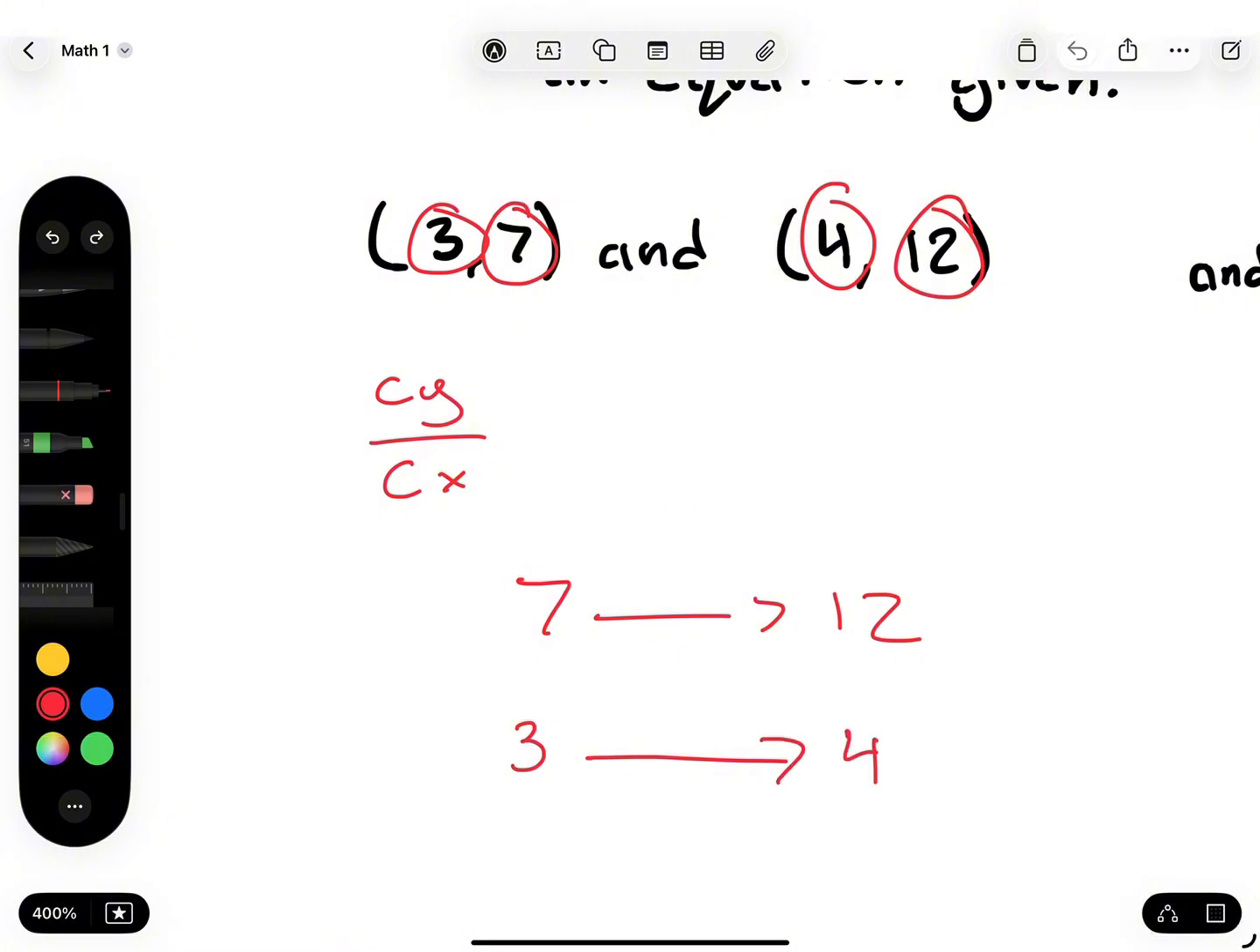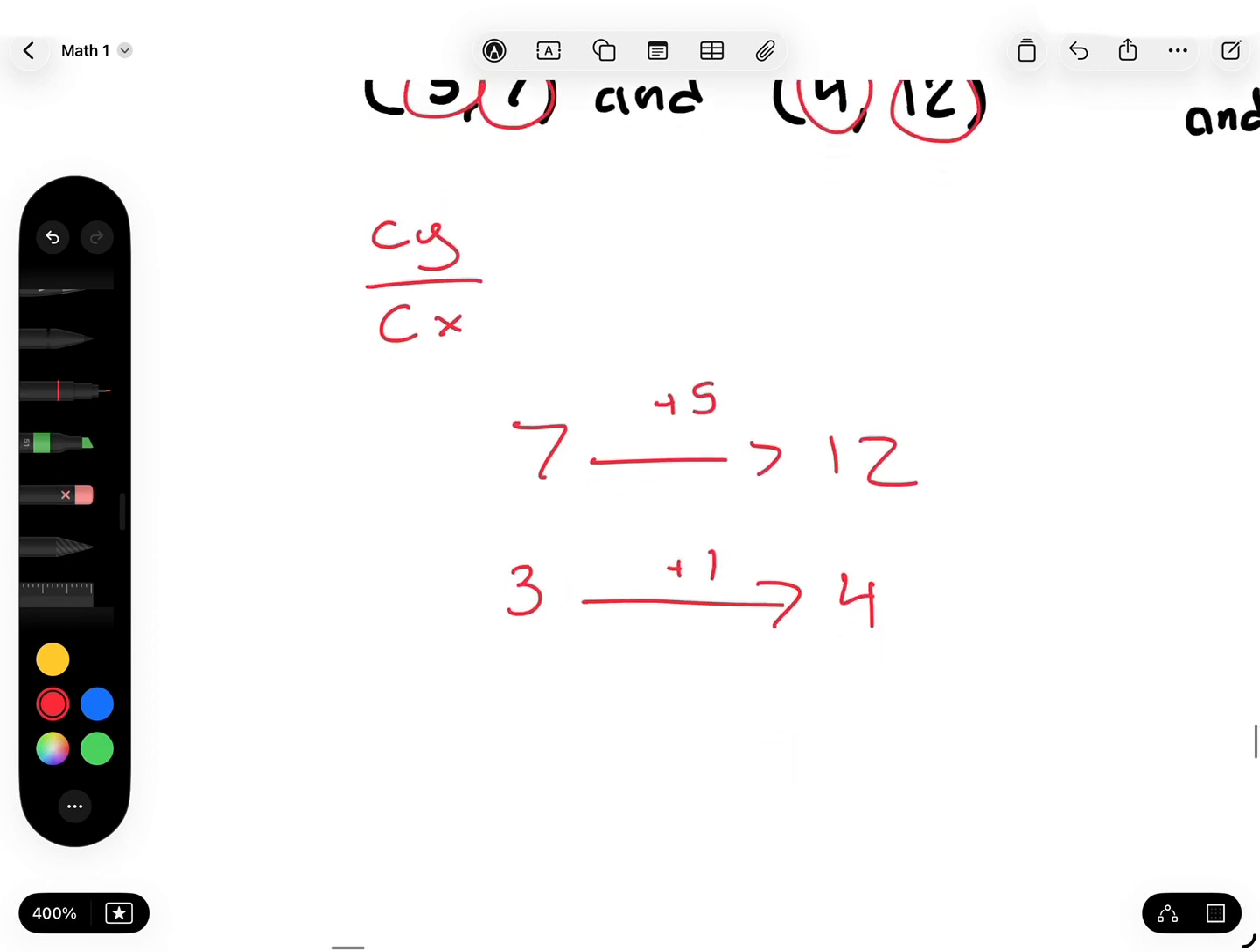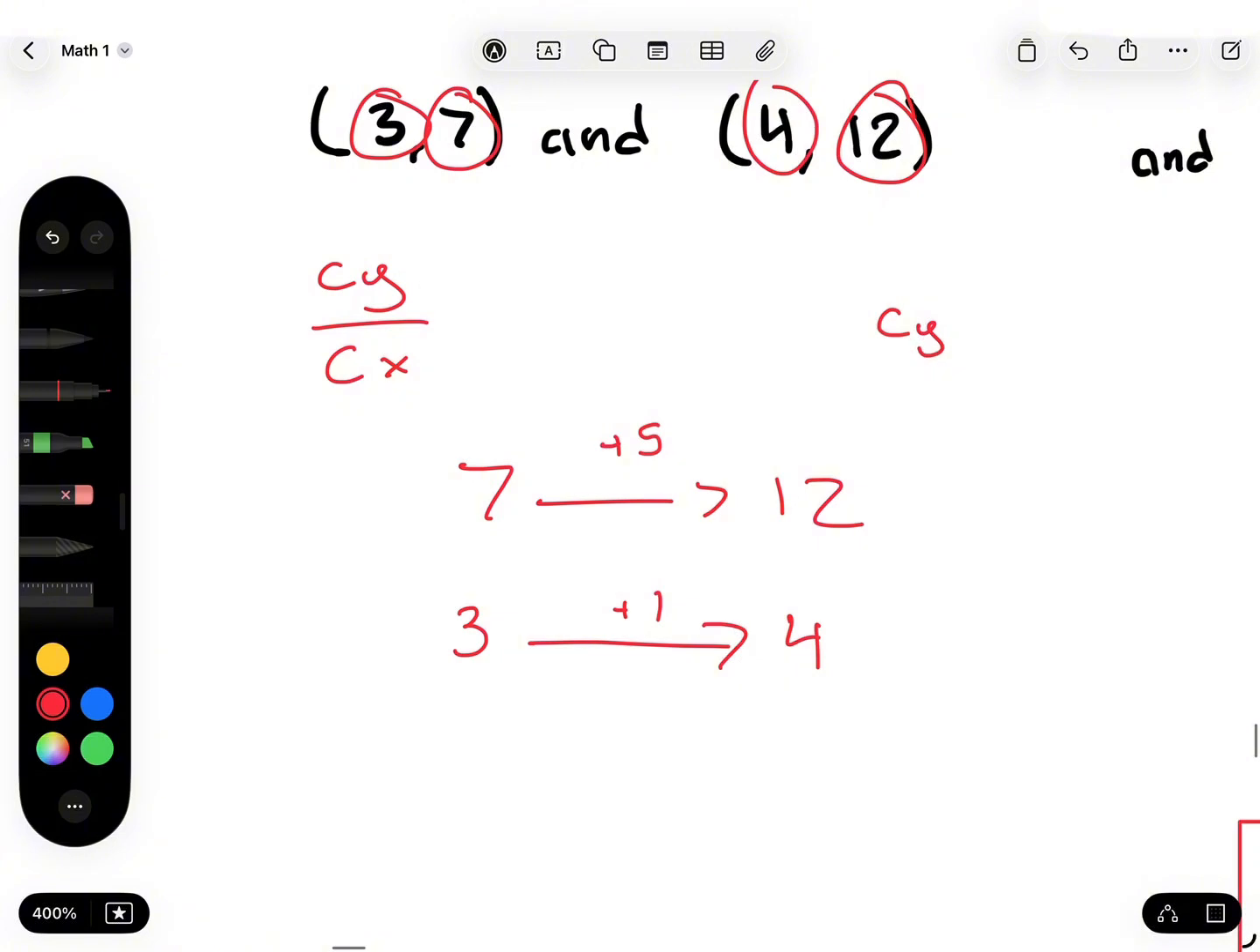7 plus a number is 12. That number is 5. And 3 plus a number is 4. That number is 1. So our change in y is equal to 5. Our change in x is equal to 1. This makes our slope 5 over 1, which can be simplified to 5. So m still equals 5.